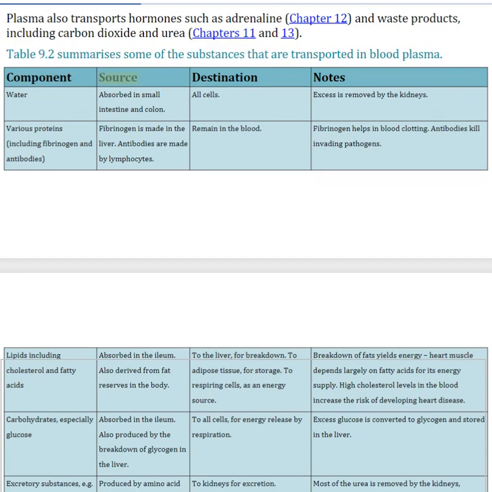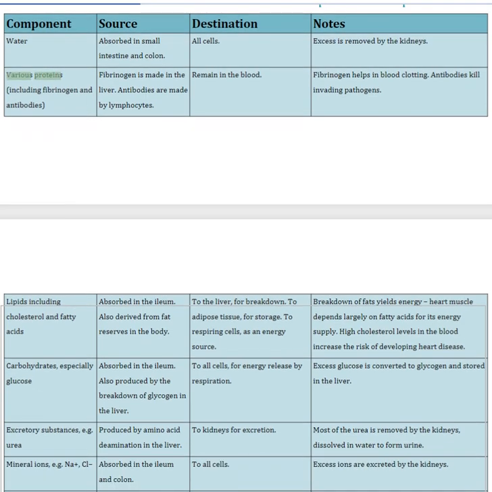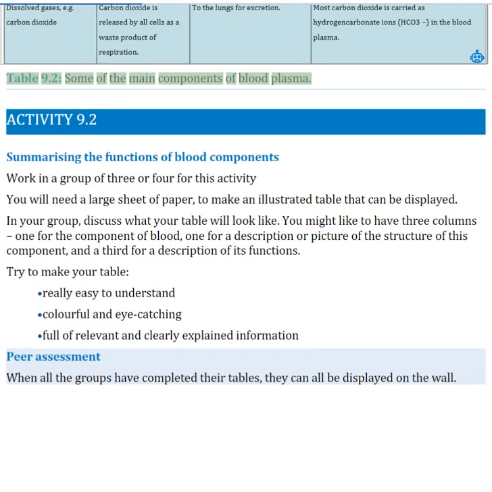Component. Source. Destination. Notes. Water. Absorbed in small intestine and colon. All cells. Excess is removed by the kidneys. Various proteins. Fibrinogen is made in the liver. Antibodies are made by lymphocytes. Remain in the blood. Fibrinogen helps in blood clotting. Antibodies kill invading pathogens. Table 9.2. Some of the main components of blood plasma.